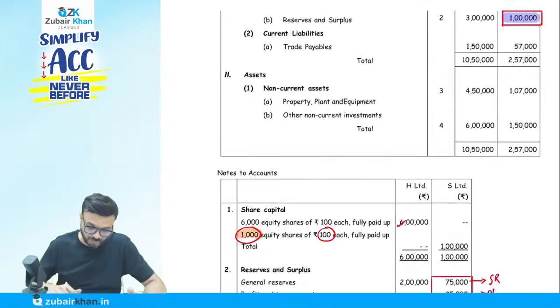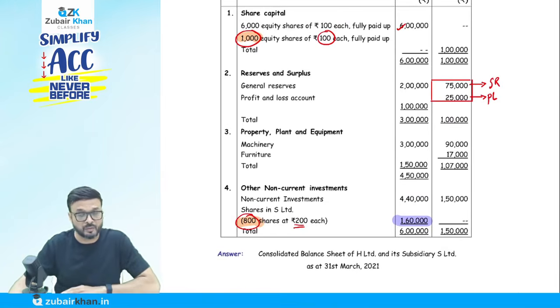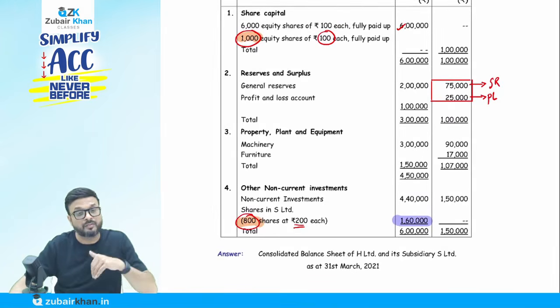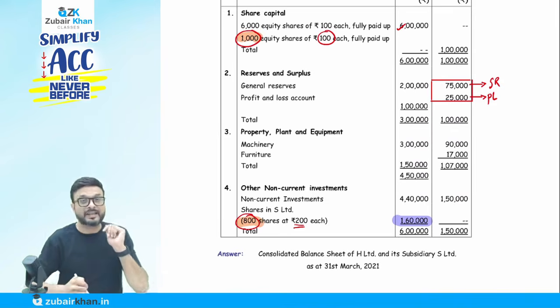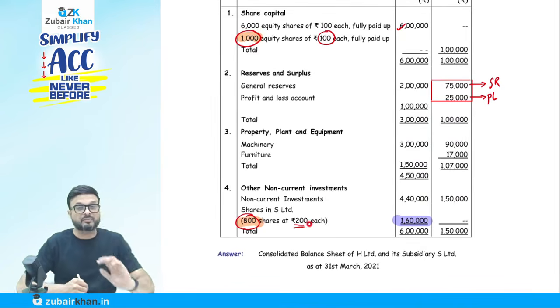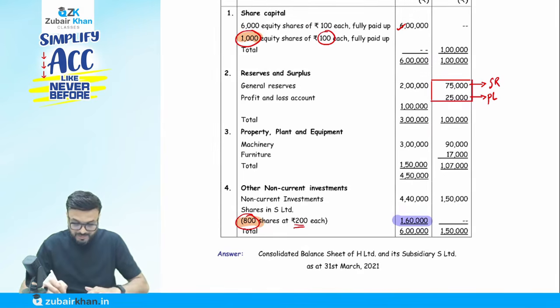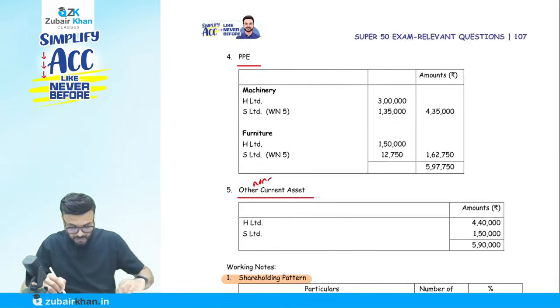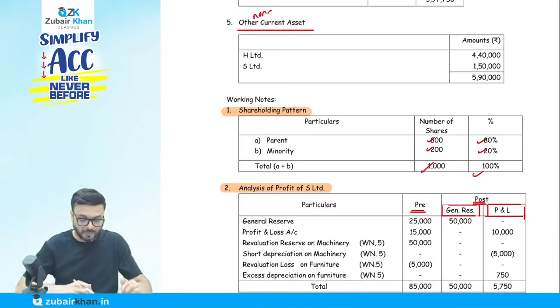Don't get confused here. The face value is 100, but you acquire at 200. Why don't get confused? Because we purchase at the market price, so you don't have to worry about that. Shares can be purchased at any price. We purchase at 200 because it is the market price, obviously. But out of 1,000 shares, how many shares do we hold? 800. It means 80% is the shareholding. So if you go to working note number 1, the shareholding pattern will be 80% and 20%.